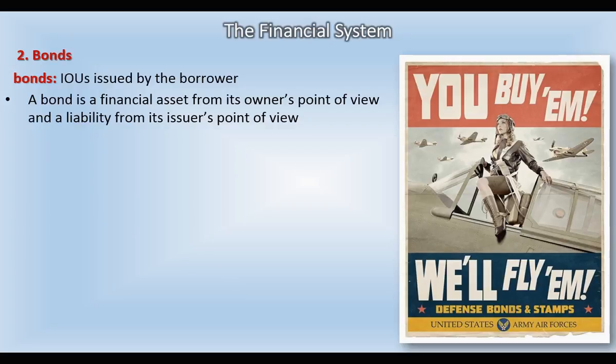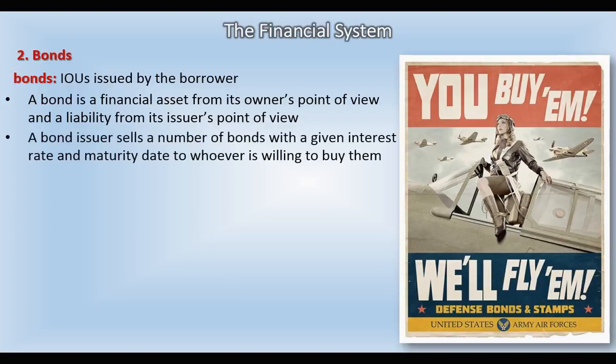A bond issuer sells a number of bonds with a given interest rate and maturity date to whoever is willing to buy them. A concern for the buyer is the possibility of a default. So, there's a possibility that maybe even a government might not be able to pay back their bonds. Generally, that's not the case with governments that are stable, but you never know.